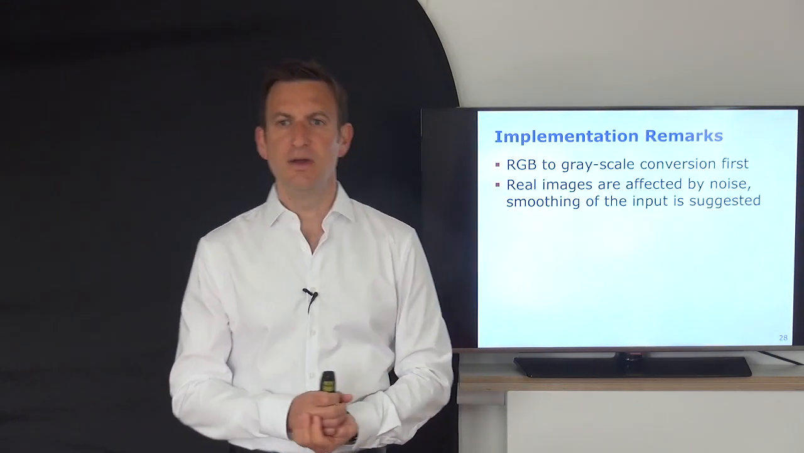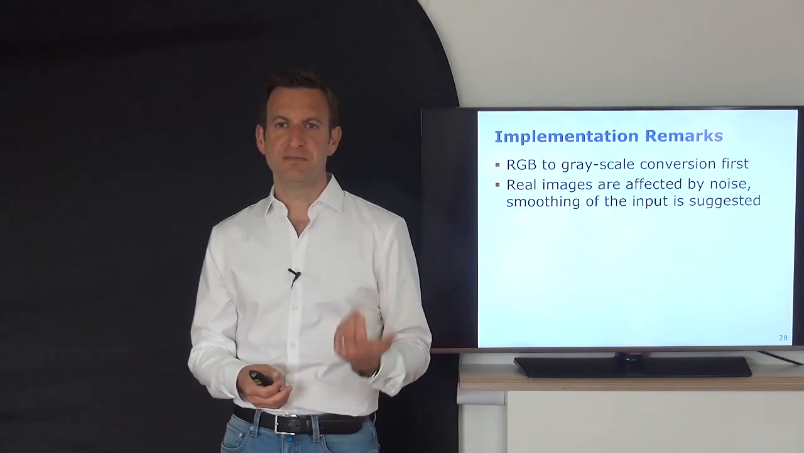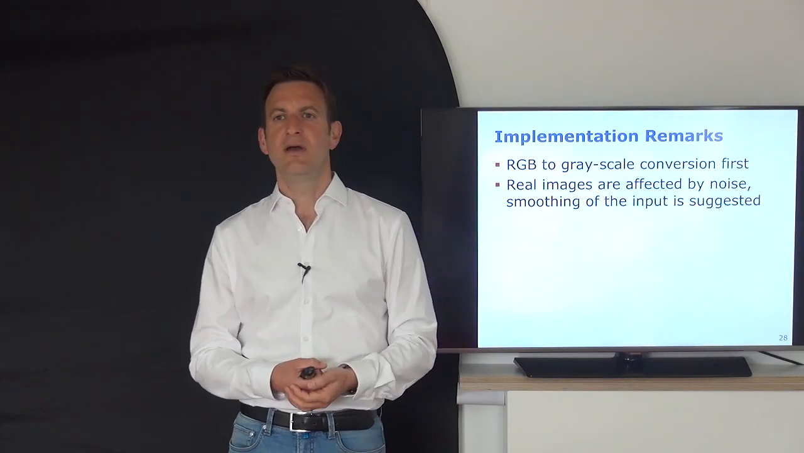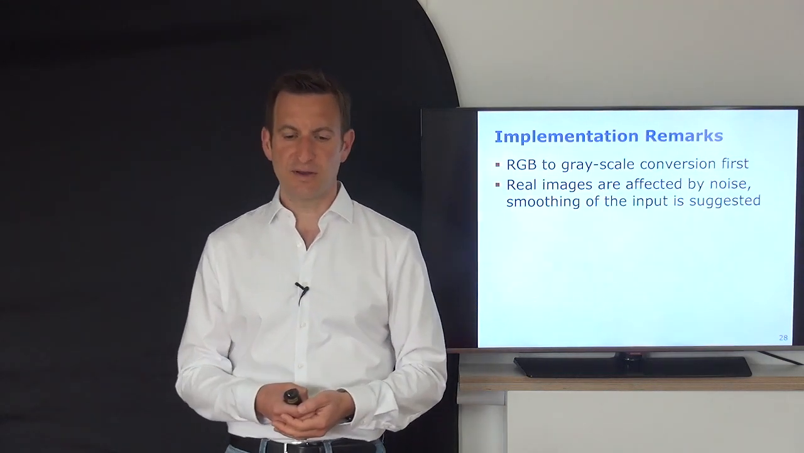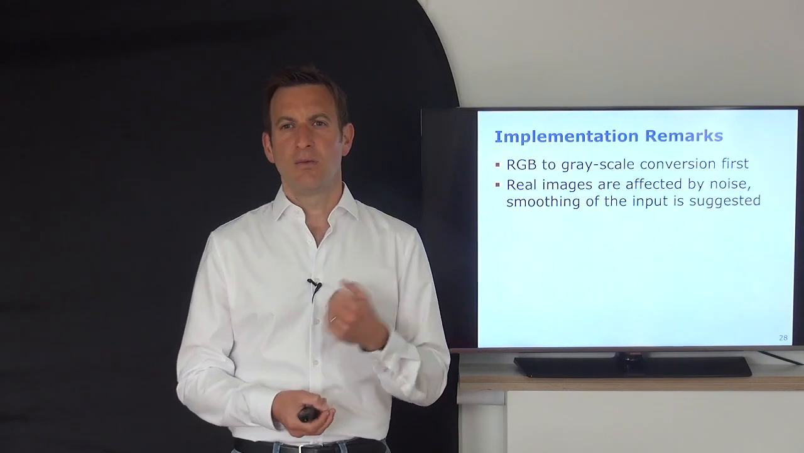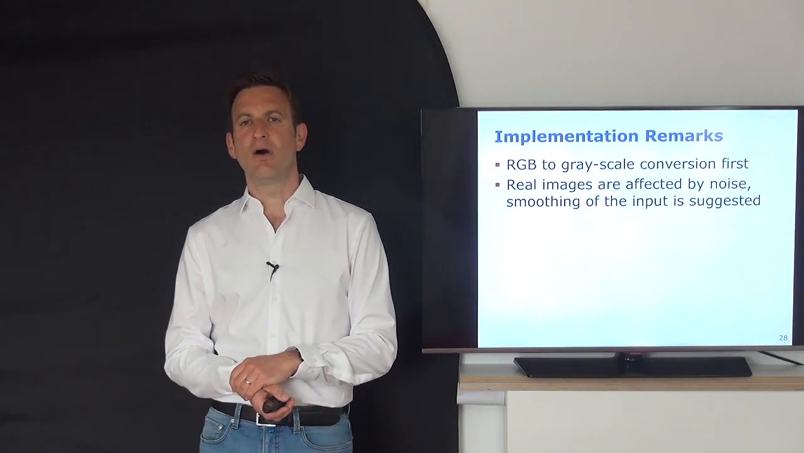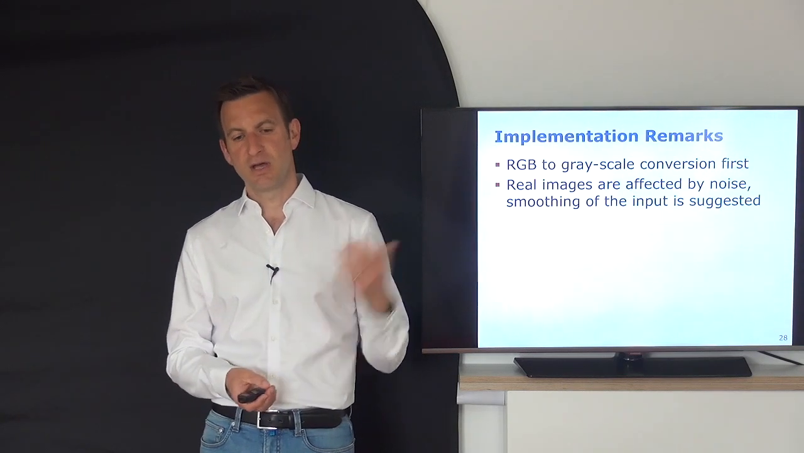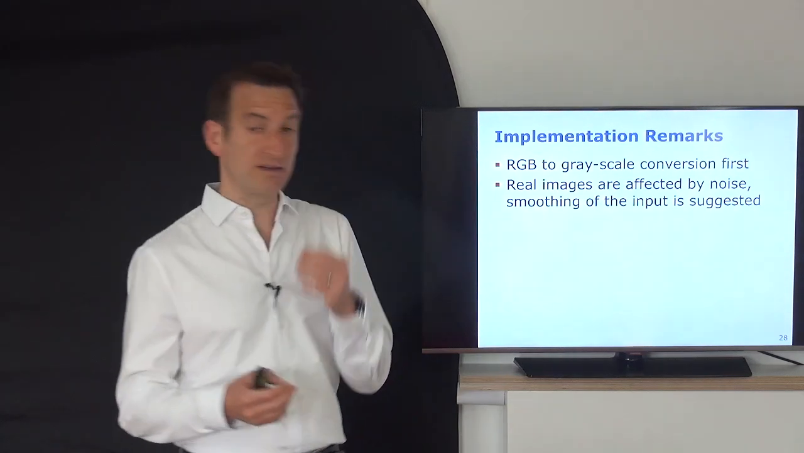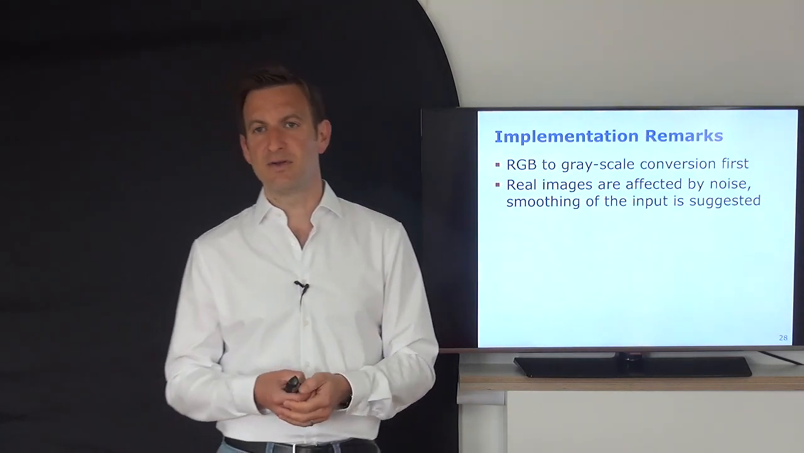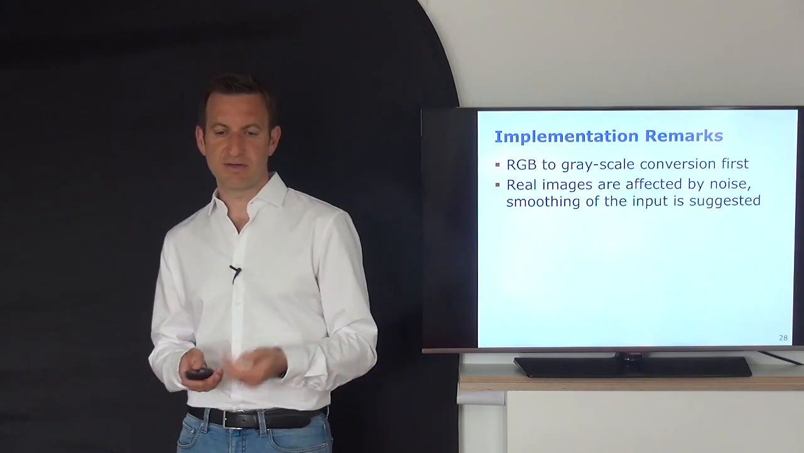A few remarks if you want to implement that in reality for real images. If you have RGB images, which most of you will have, what one typically does is convert it to a grayscale image and do all the operations on the grayscale image. Also, given that real world images are typically affected by noise, you often want to do some smoothing on the input image before you apply the corner detector. So there's typically a smoothing of the image beforehand, but that depends a bit on the noise level in your image.